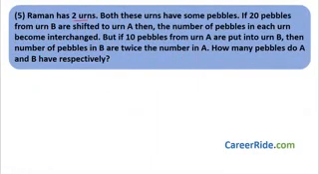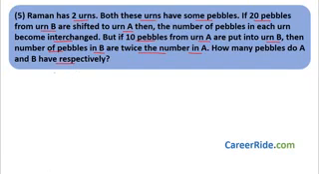Raman has 2 urns. Both these urns have some pebbles. If 20 pebbles from urn B are shifted to urn A, then the number of pebbles in each urn become interchanged. But if 10 pebbles from urn A are put into urn B, then number of pebbles in B are twice the number in A. How many pebbles do A and B have respectively?